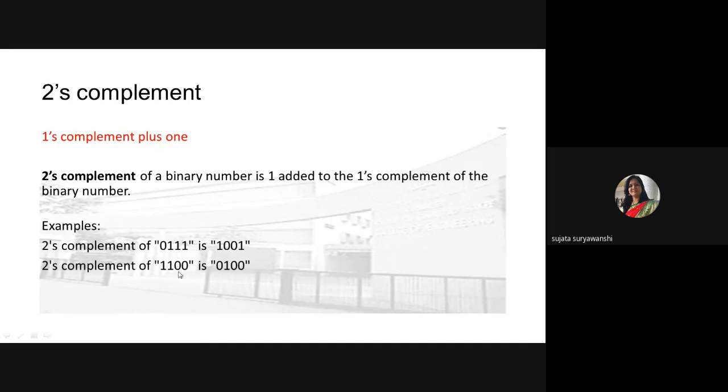Yes. Suppose the number is what? Everyone write down the number 101101.